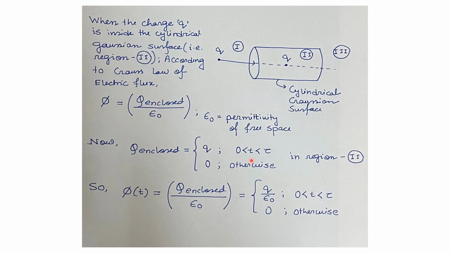Now, in this case, this q enclosed, that is the charge enclosed by this cylindrical Gaussian surface, is time dependent. Because this charge is moving, the charge is inside this cylindrical Gaussian surface for the time interval 0 to tau. So our q enclosed is equal to q for this time interval 0 to tau, otherwise it will be 0 in region 2. So the time dependent electric flux will be q enclosed by epsilon naught, that is q by epsilon naught for the time interval 0 to tau and 0 otherwise.